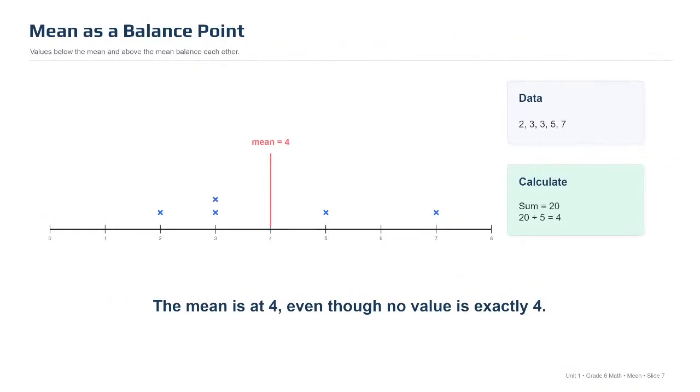So the mean as a balance point. The data is 2, two 3s, one 5 and one 7. So you have to do 2 plus 3 plus 3 plus 5 plus 7, which is 20, and then 20 divided by 5 is 4. So the mean is 4, even though there's no value at 4. So it's not just the middle value or something like that.